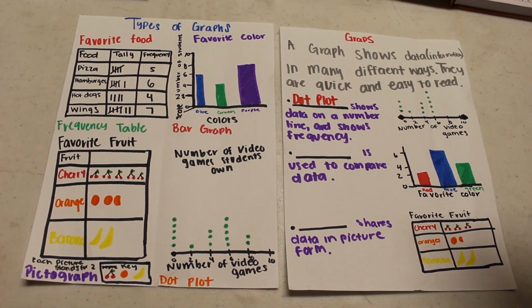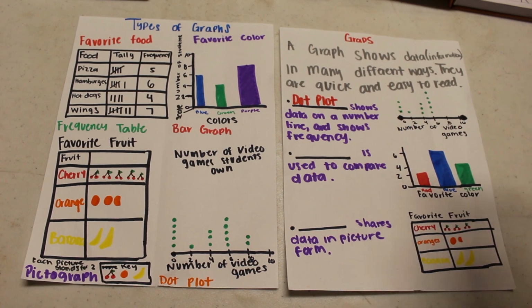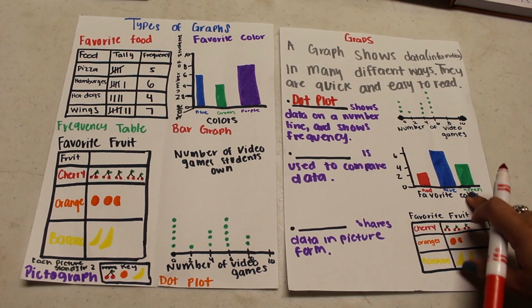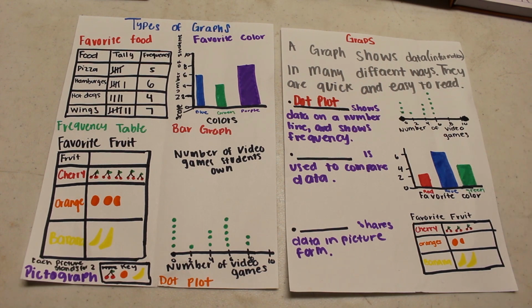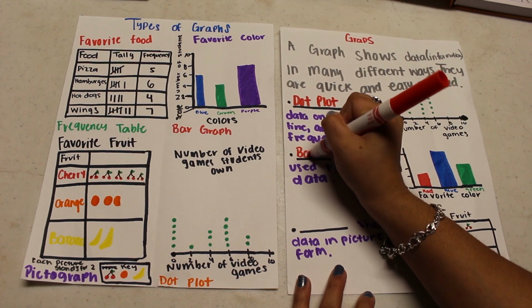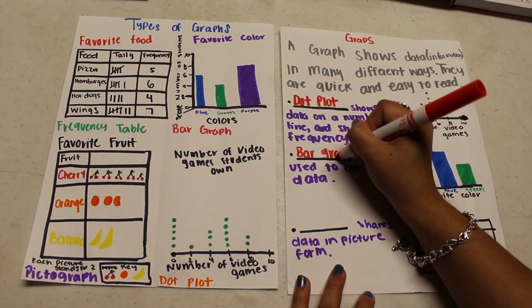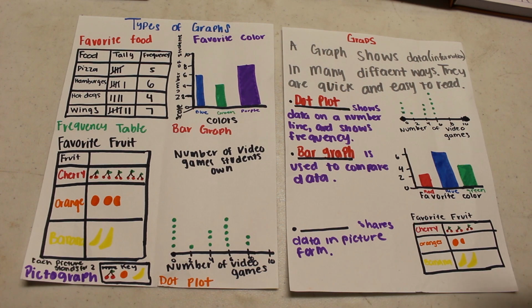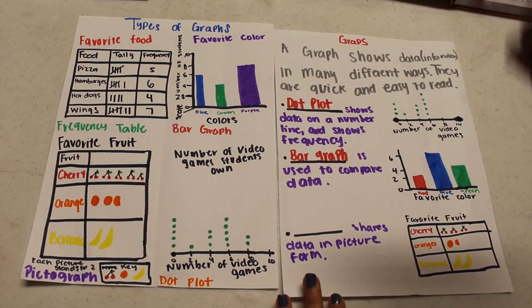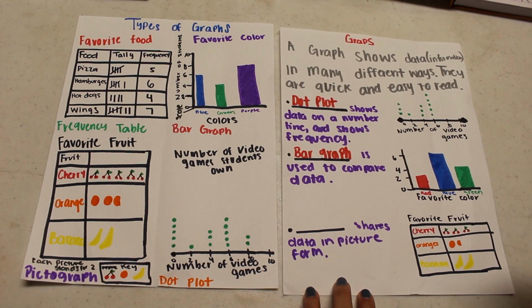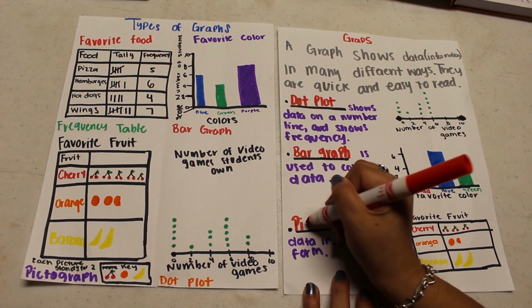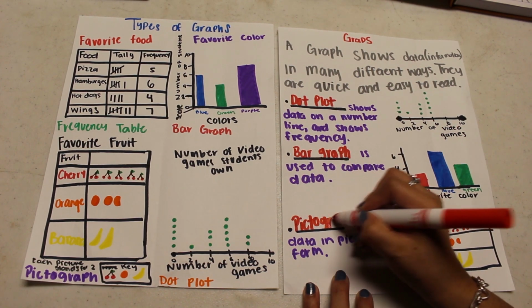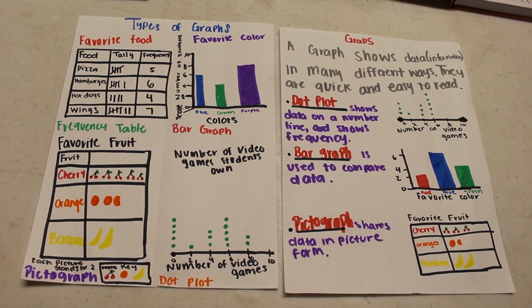Then we would go to our next graph, which is blank is used to compare data. We see that our graph has bars. The closest graph that we have is called a bar graph. The next one is blank shows data in picture form. The last graph that we have would be a pictograph. And we will write it down there.